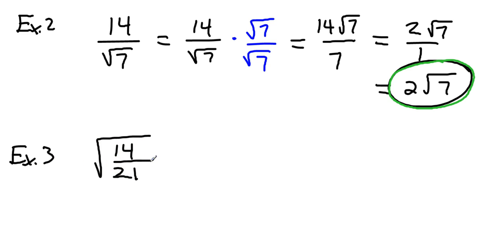Okay, do the same thing on this one, just change it up a little bit different. Actually, let's make it 2 square roots here. Let's do square root of 14 over square root of 21.